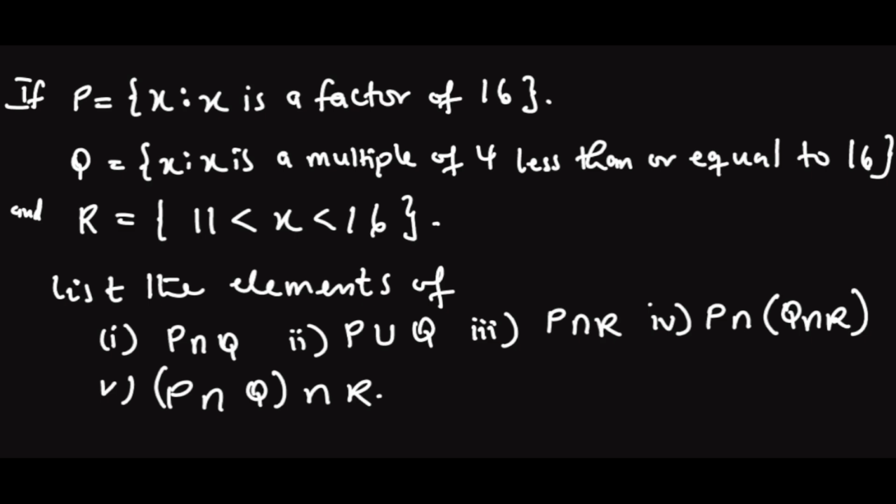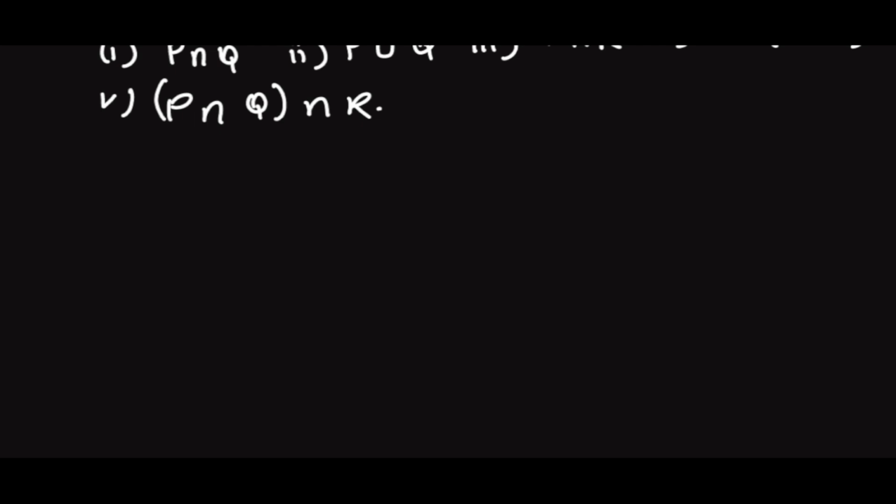Okay, so how do we actually solve this question? First of all, we must list all the elements of P, Q and R. It says P is a factor of 16. So we go ahead to list the factors of 16. So our solution: P equals, what are the factors of 16? That's 1, 2, 4, 8 and 16.